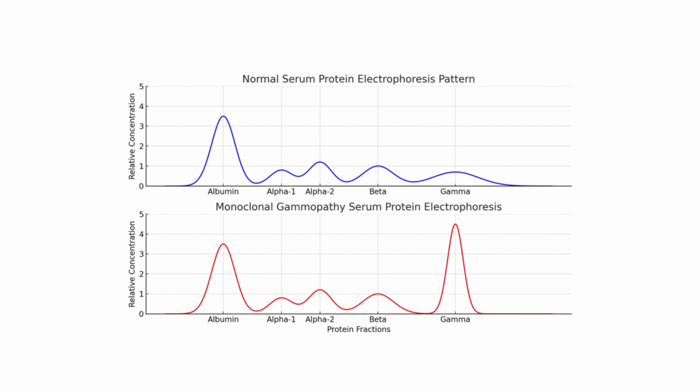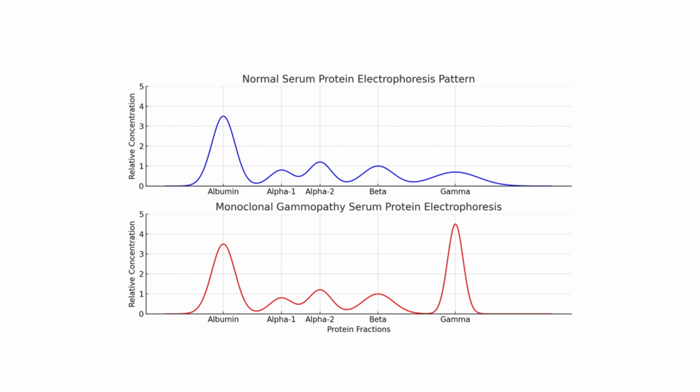At the top, in blue, we see the normal pattern of serum protein electrophoresis. The tallest peak on the far left is albumin, which normally makes up the largest fraction of serum proteins. Moving to the right, we see progressively smaller peaks representing the globulins. First, the alpha-1 region, followed by the alpha-2 region, then the beta region, and finally the gamma region on the far right. In a healthy pattern, albumin is the tallest peak, while the other regions are smaller and relatively balanced. Now, below this, at the bottom in red, we see the pattern for monoclonal gammopathy.